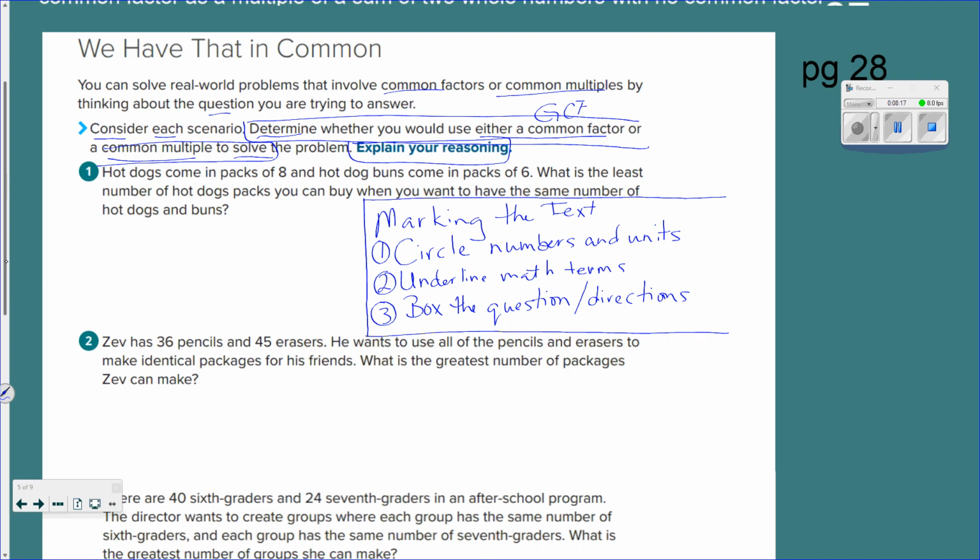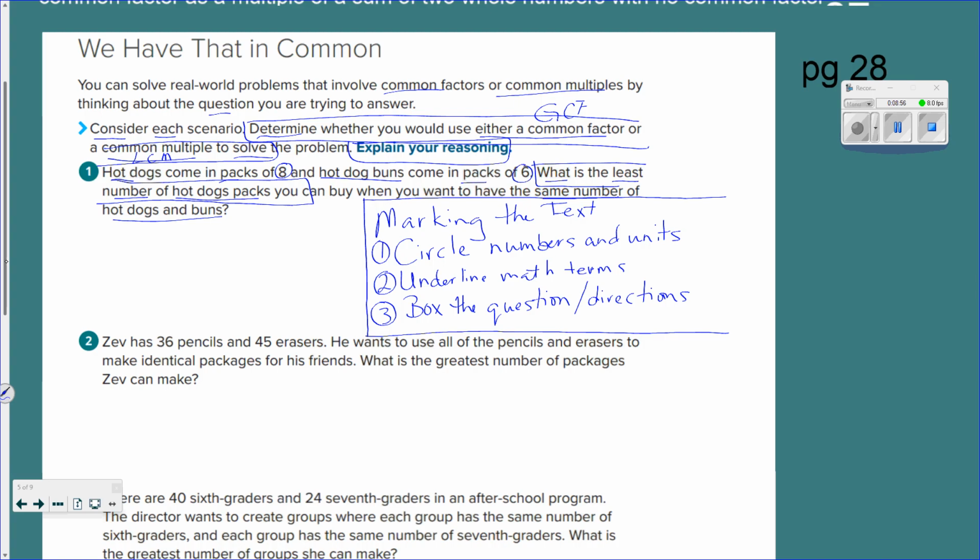Okay? So, number 1, hot dogs come in packs of 8, hot dog buns come in packs of 6. What is the least number of hot dog packs that you can buy when you want to have the same number of hot dogs and buns? So here's our question. What is the least number of hot dog packs you can buy to have the same number? So do I actually need to work that out? Figure out how many hot dog packs I need? No. You need to take this information, tell me, am I going to be finding GCF or the LCM? And tell me why you think that is. Does that make sense for everybody?